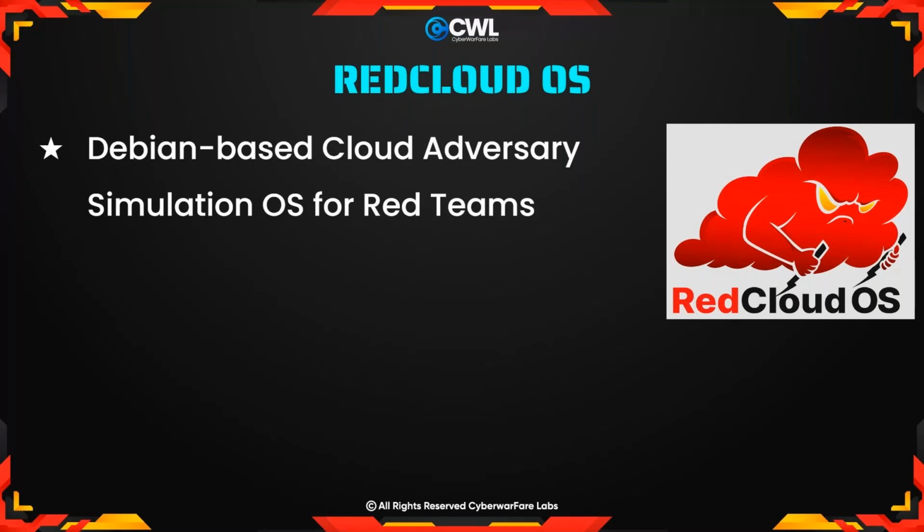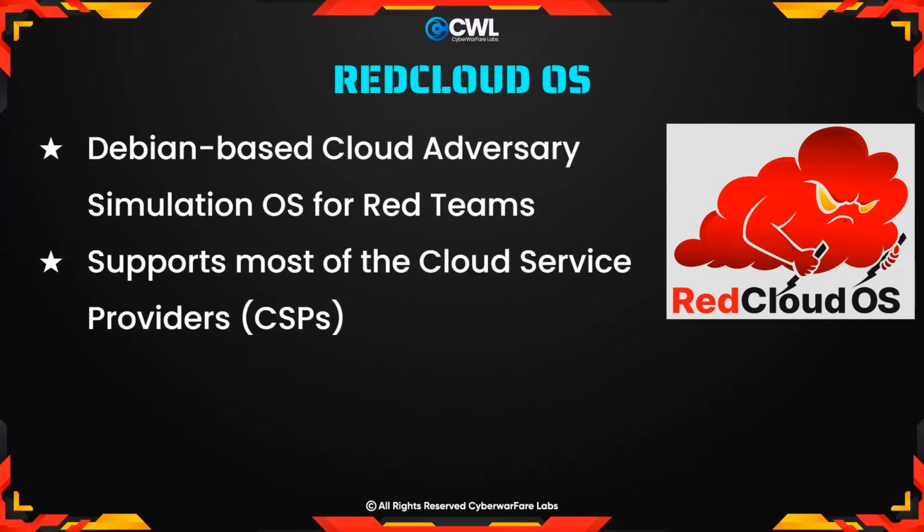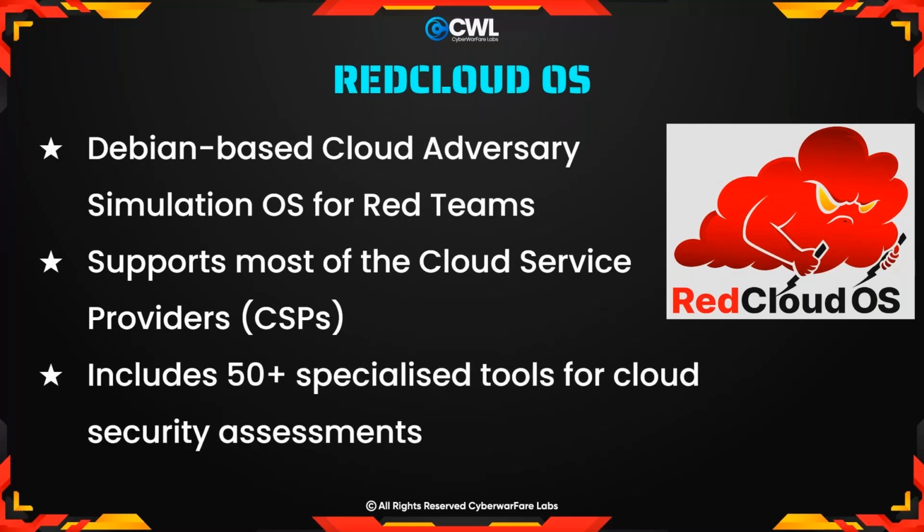With RedCloud OS, we can access multiple cloud service providers, be it AWS, Azure, GCP, or even other clouds like Oracle or IBM Cloud, using the tools present in RedCloud OS. As of now, we have 52 or 53 tools. Some are specifically targeted for AWS, Azure, and GCP, and some are available for performing multi-cloud assessments.